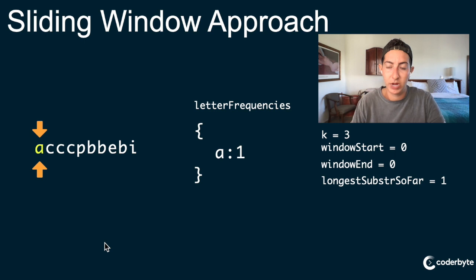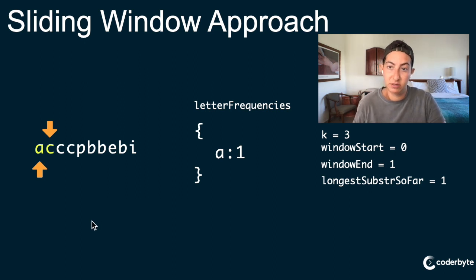So we ask ourselves, are we at k yet? Have we seen more letters in this substring than k allows for? The answer is no, so we grow our window. We move our arrow, we increment window end, which is now at index 1, and we get a new letter.